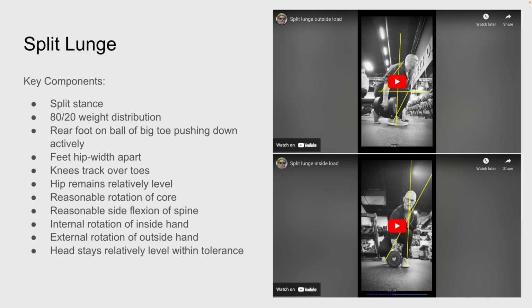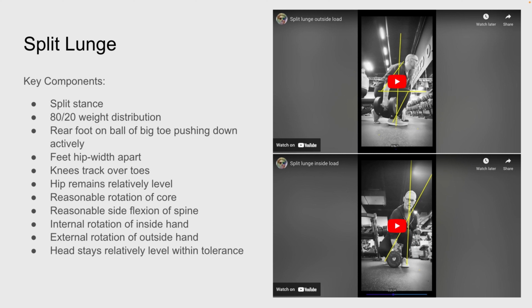You'll notice that anytime we're in a split stance, as we talked about in the video, the 80-20 weight distribution rule pretty much applies. And you're going to see through these lines that I've drawn on these images where the balance and load is focused. So the rear foot on the ball of the big toe pushing down actively, if you're doing that consistently, it pushes you over your front foot. Feet hip width apart. So that's hip width apart, not shoulder width apart, which is really important.